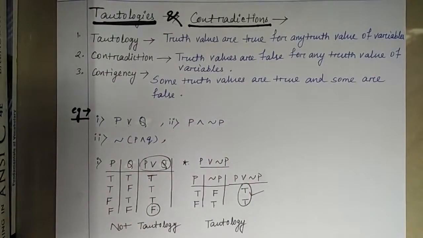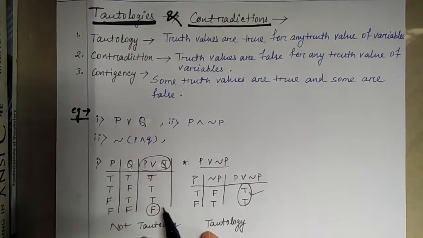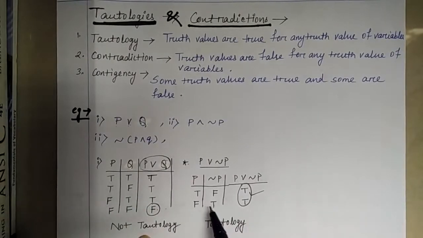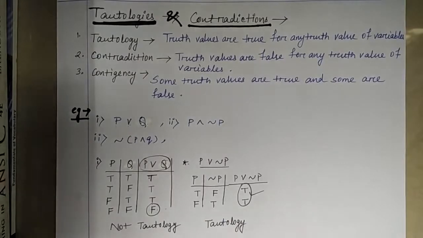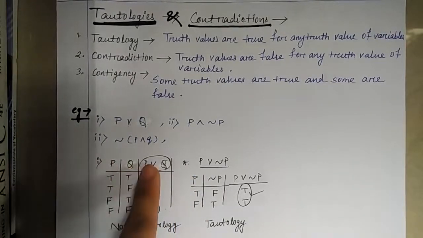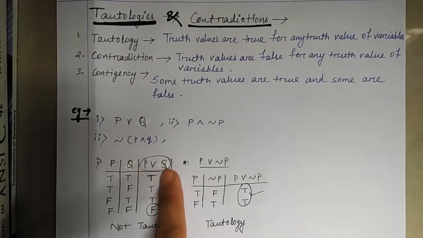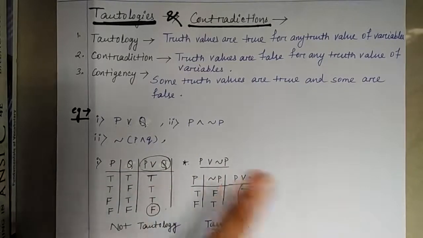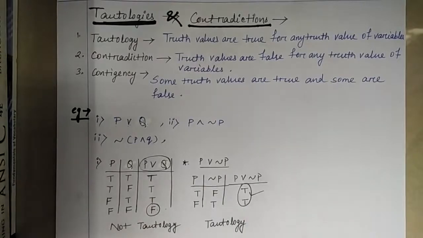Then the next one is contradiction. What is contradiction? When all the truth values are false for any value of the variable. Likewise, you can see the first example, P and Q, two variables, and in the last column, if you had got all the truth values as false, then it would be called a contradiction.